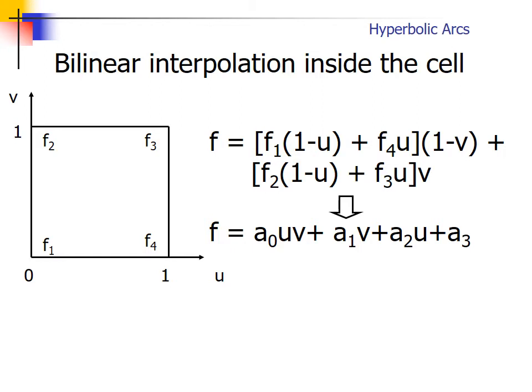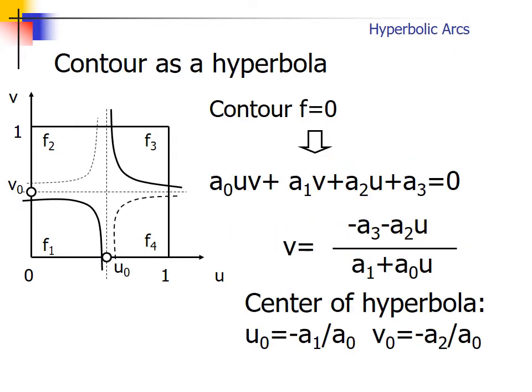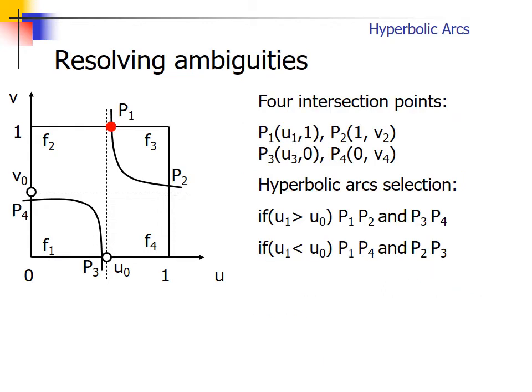In this method, we approximate the defining function f with a bilinear function inside the cell. The proposed approximation works better for smooth defining functions. The function f is a description of a hyperbola. The polynomial can help to find the center of the hyperbola. So we have 4 points of the hyperbola for resolving ambiguities. For proper selection of hyperbolic arcs, we need to compare u0 and u1.